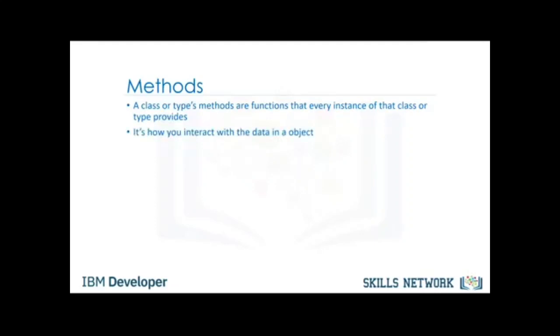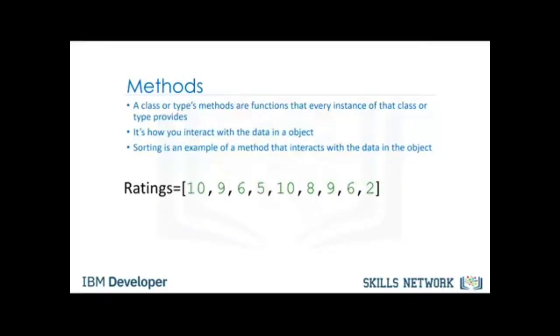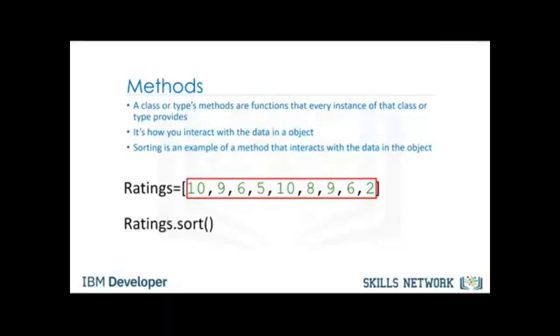We have been using methods all this time, for example, on lists. Sorting is an example of a method that interacts with the data in the object. Consider the list ratings. The data is a series of numbers contained within the list. The method sort will change the data within the object. We call the method by adding a period at the end of the object's name, and the method's name we would like to call with parentheses.